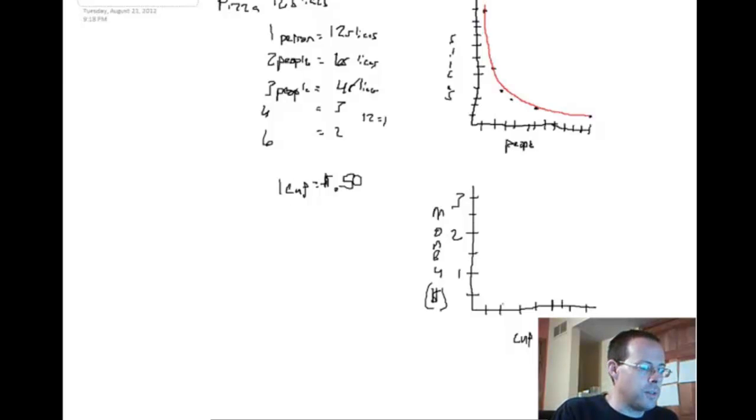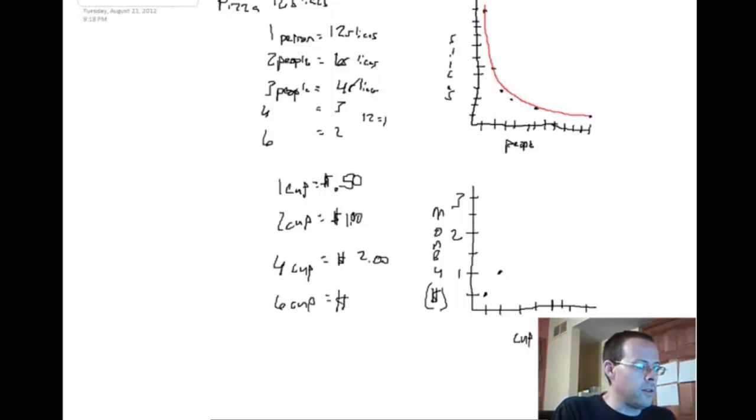All right, so 1 cup's 50 cents. So if we sell a cup, we're going to make 50 cents profit. If we sell 2 cups, all right, we're going to make $1 profit. There we go. So for every 2 cups we sell, we're going to make $1, so we're going to plot that point right here. Let's say we sell 4 cups. We're going to just skip some, speed this up a little bit. If we sell 4 cups, we can make $2. And if we sell 6 cups, we can make $3.